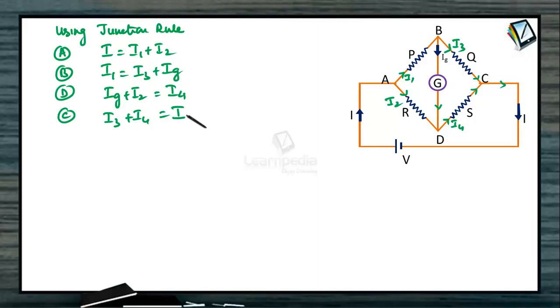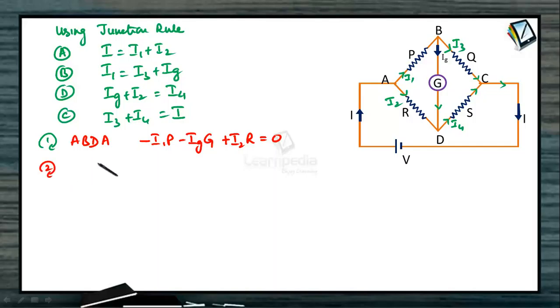Now we can use loop rule. Loop 1 we can take as A, B, D back to A. So what we are going to get? Minus I1P minus IgG plus I2R is equal to 0. Similarly, we can apply the loop rule to the bigger loop A, B, C, D back to A. We get minus I1P minus I3Q plus I4S plus I2R is equal to 0.